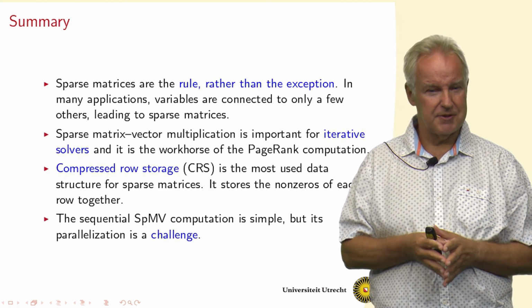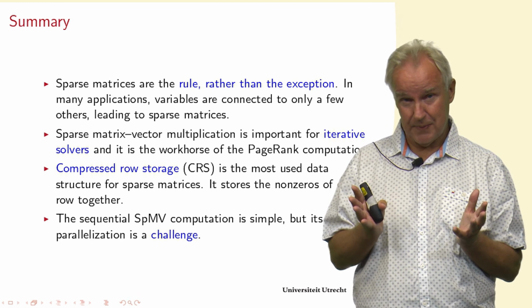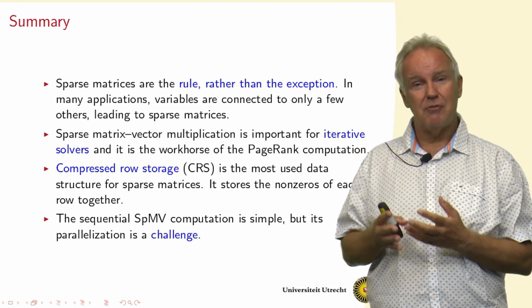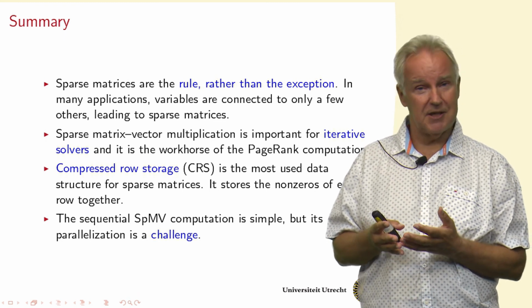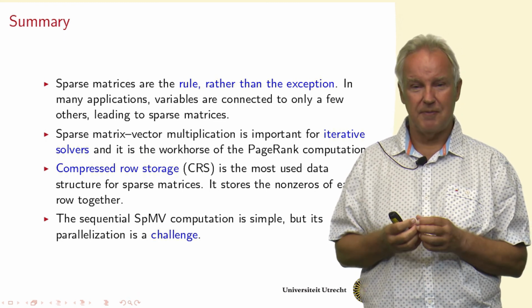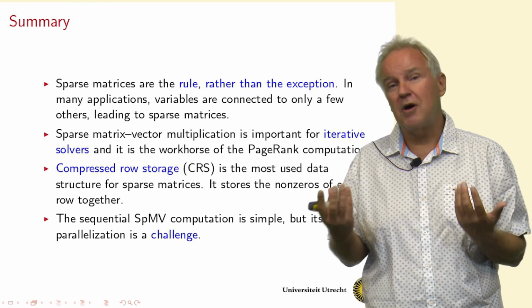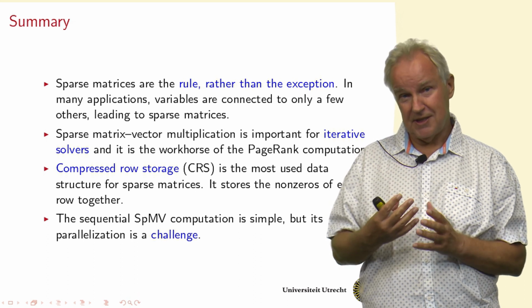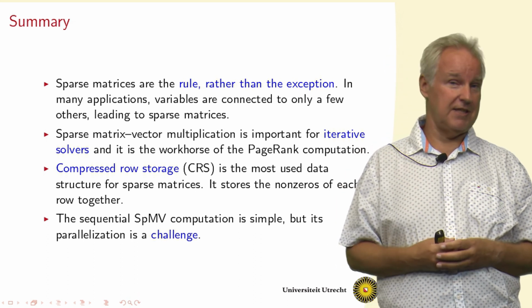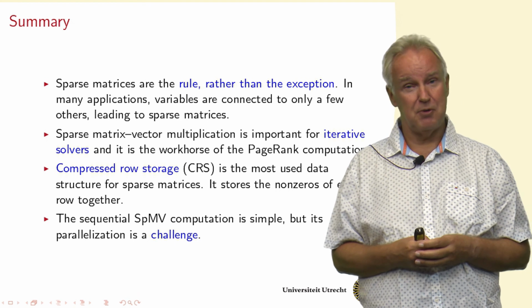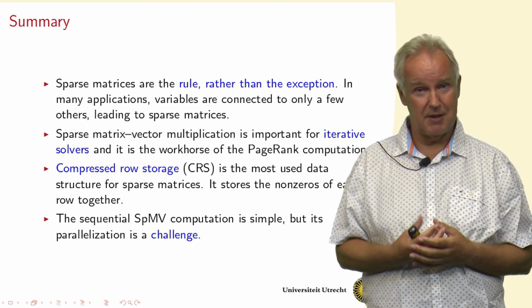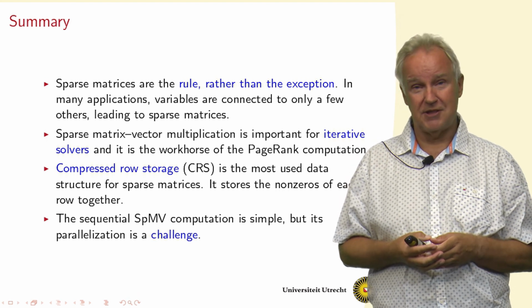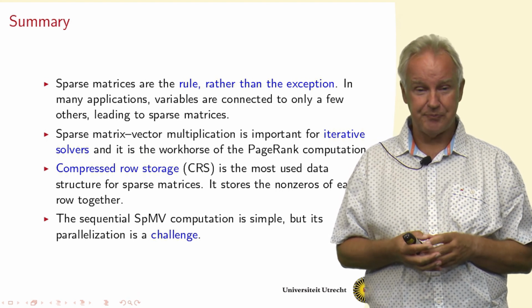To summarize, sparse matrices, they are the rule rather than the exception, because often variables in a computation are connected to only a few others, and not to all others. That's why it's sparse. We have seen that there are many important applications of sparse matrix vector multiplication. SpMV is the abbreviation. One of the most important ones is the Google PageRank algorithm.